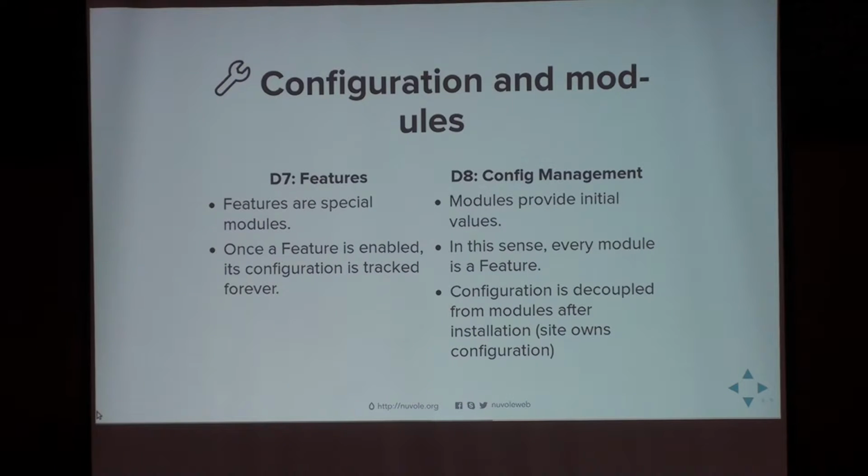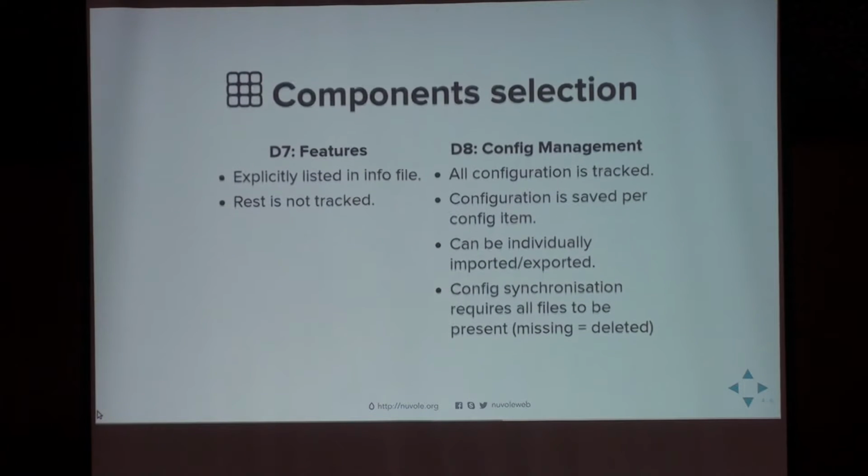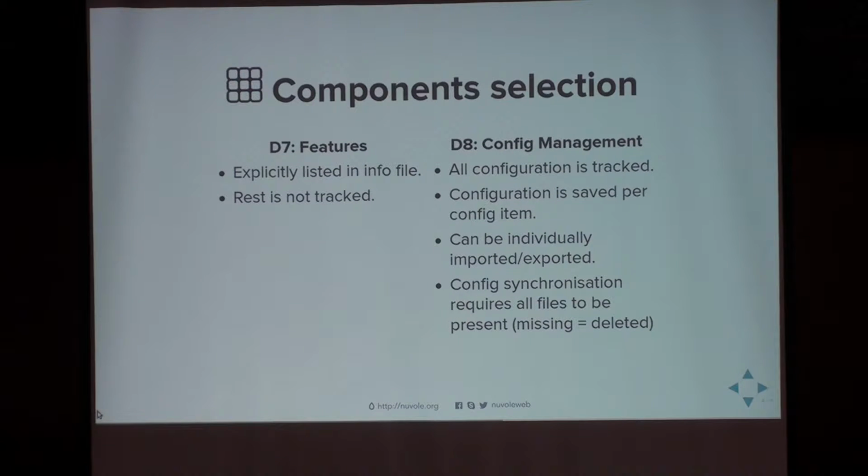So if you want, in this sense, every module in Drupal 8 is a feature because it can have configuration that comes with it. But then afterwards it's decoupled. The features in Drupal 7 explicitly list in their info file all the configuration that they ship with, and all the rest is not a concern of the specific feature.